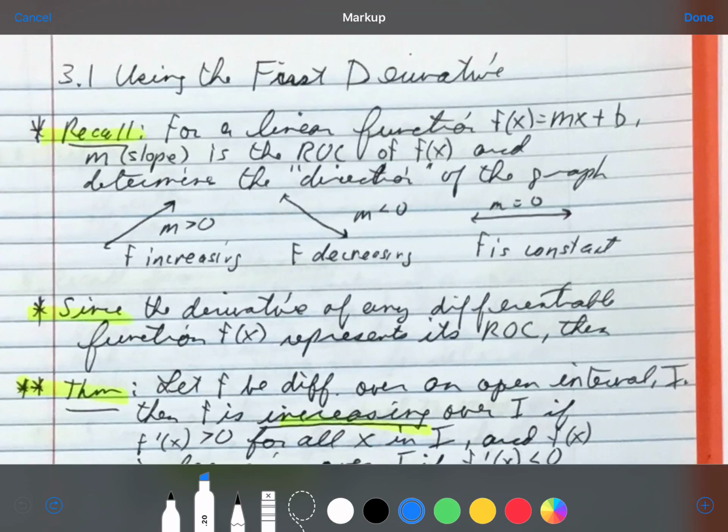All right. Now we had gone through this, or at least did an intro to this section, section 3.1, on the last day of class. So I kind of gave you the gist of it, the idea of what we're dealing with here: using the first derivative to determine where a function is increasing or decreasing. Also keep in mind though that we're going to make use of this going forward in application type situations.